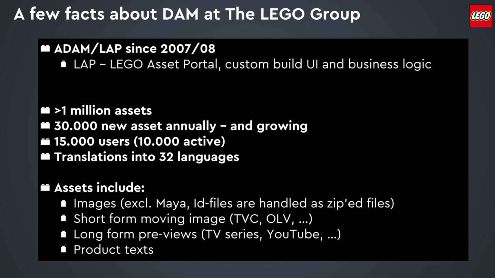We have about 15,000 registered users on the platform, of which at least 10,000 are active, in the sense they have been using it within the last year. We have a lot of external and partner logins as well. And from a geographical point of view, we translate a lot of the things we work with into about 32 different languages.